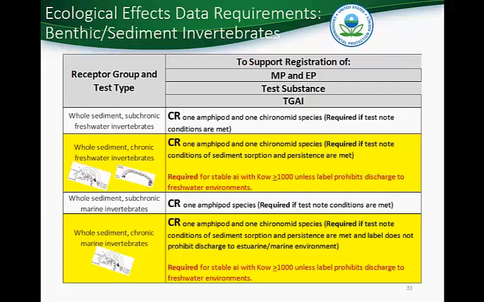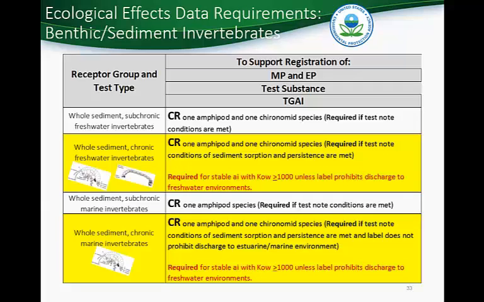Only chronic testing is required in this example because the active ingredient is known to be stable, that is, its half-life is greater than 10 days, and therefore no subchronic testing is required. The half-life and sediment fate studies and whether or not the active ingredient is a known reproductive toxicant determines whether a chronic or a subchronic testing is conducted.